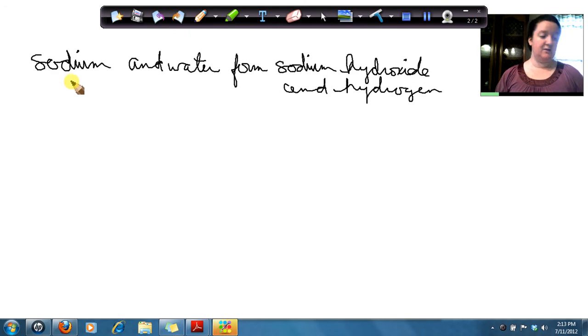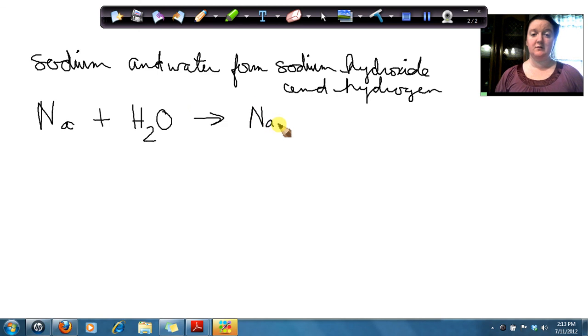Here we have sodium metal reacts with water vapor in air to form solid sodium hydroxide and hydrogen. So if we look at sodium, that's going to be Na, and we're taking water, H2O, and that's forming sodium hydroxide, NaOH, and hydrogen. Now we know that hydrogen likes to have a buddy, so we're going to have H2 there.